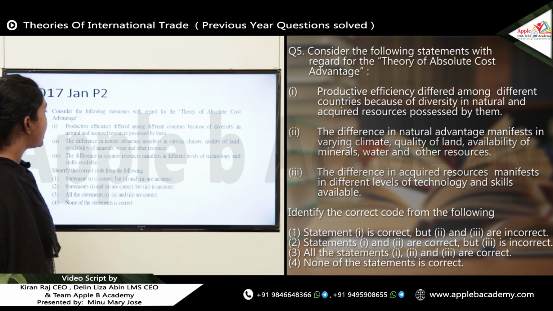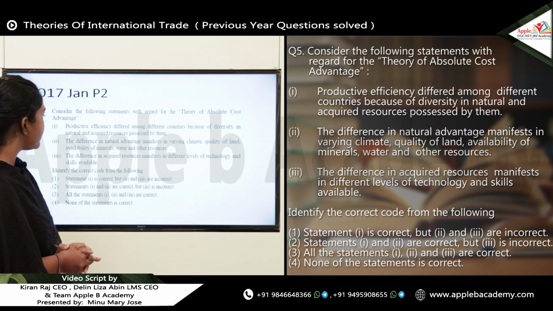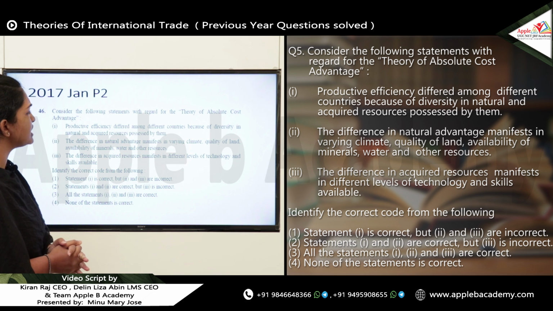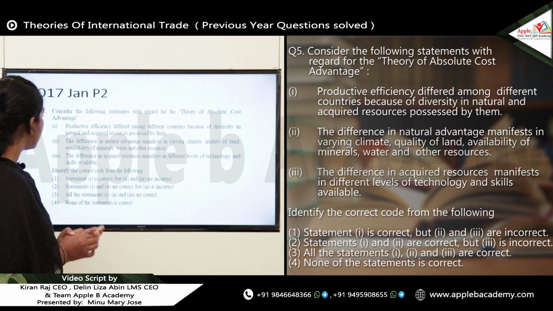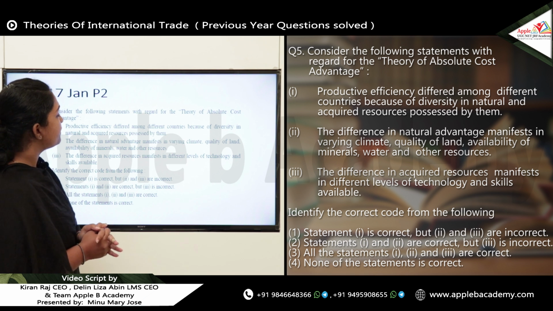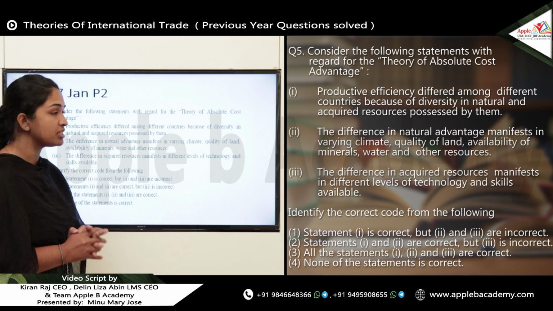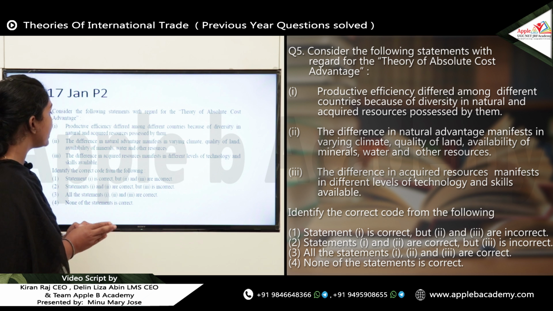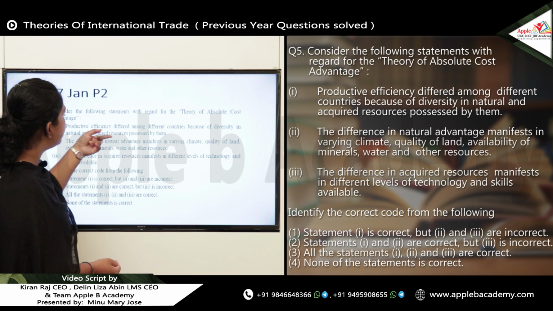Now 2017 January paper 2. The question is, consider the following statements with regard to the theory of absolute cost advantage. The first: the productive efficiency differed among different countries because of the diversity in the natural and acquired resources possessed by them. That is the first concept. The second concept given is, the differences in natural advantage manifest in varying climate, quality of land, availability of minerals, water and other resources. The third concept is, the differences in acquired resources manifest in different levels of technology and skills available. So option 2 and option 3 are exactly the explanations given to the first statement.